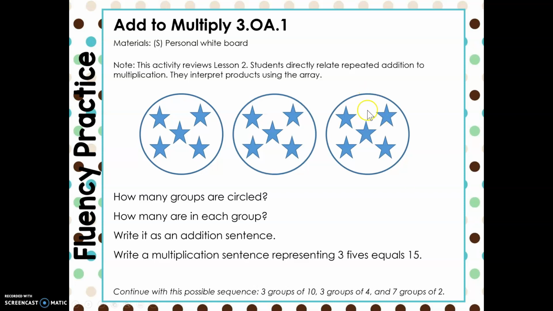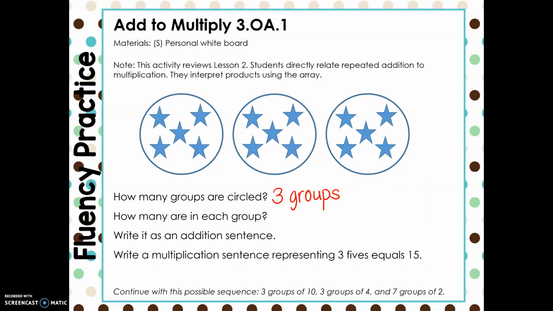Okay, so we're going to do a quick fluency practice, just reviewing what we learned in Lesson 2. We're going to think back to our repeated addition and our arrays. So let's look at the pictures of the stars and the circles. The first question says, how many groups are circled? Okay, well I count 1, 2, 3. Oh, so I count 3 groups.